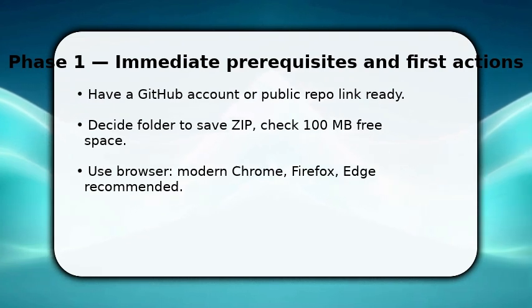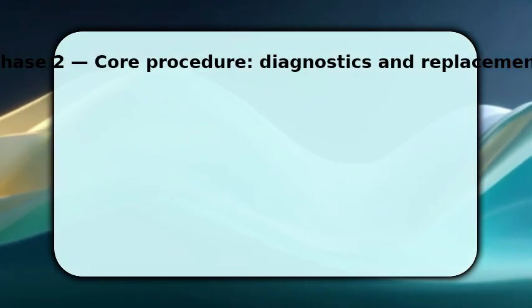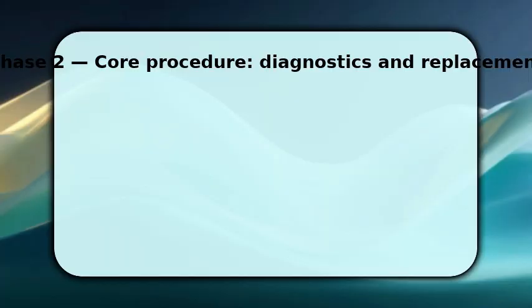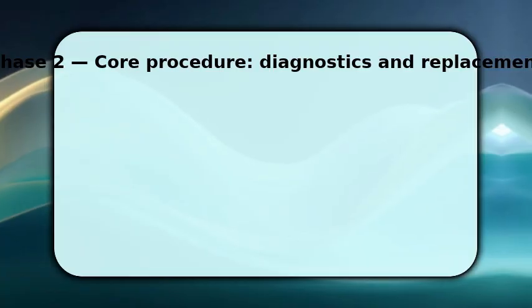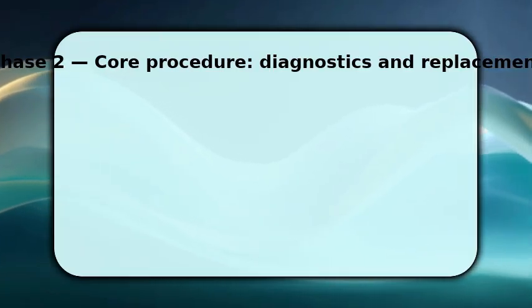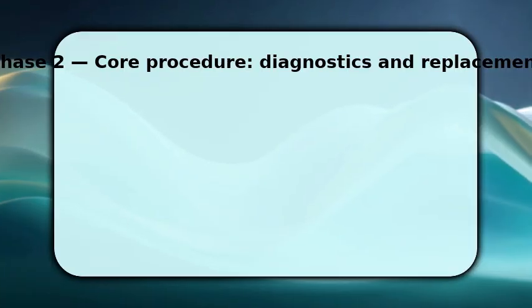Once the ZIP finishes downloading, locate it in Downloads or your chosen folder. You should extract, not open individual files inside the archive. This preserves relative paths. On Windows, right-click and pick Extract All. On macOS, double-click or use Archive Utility.